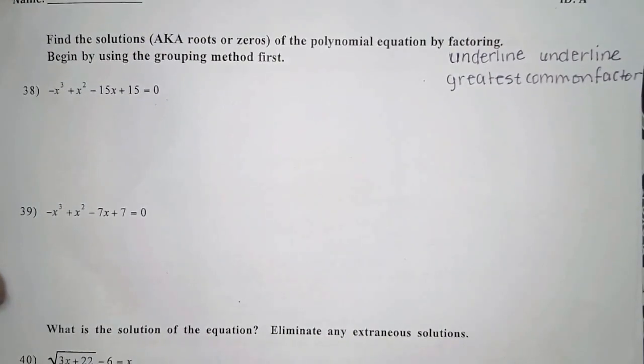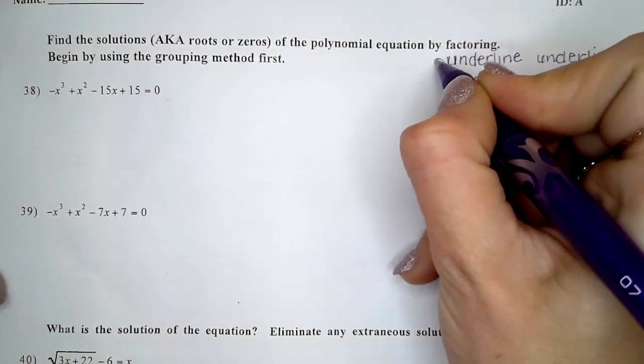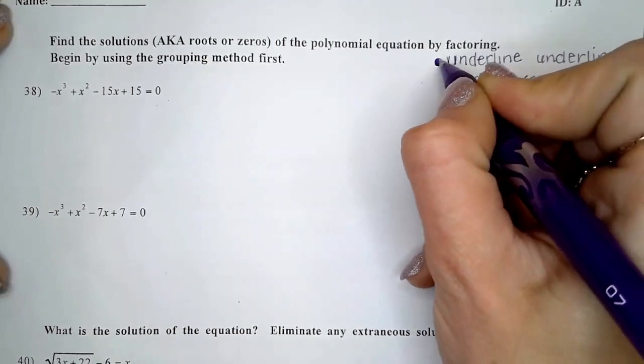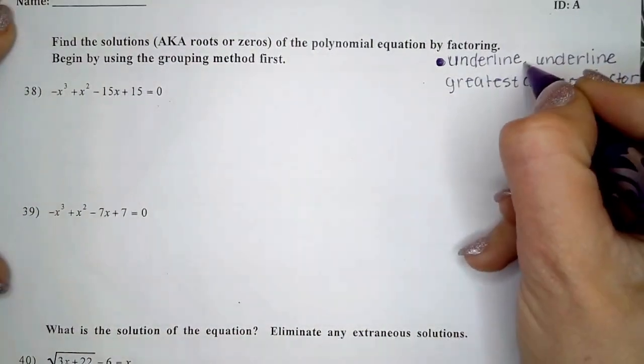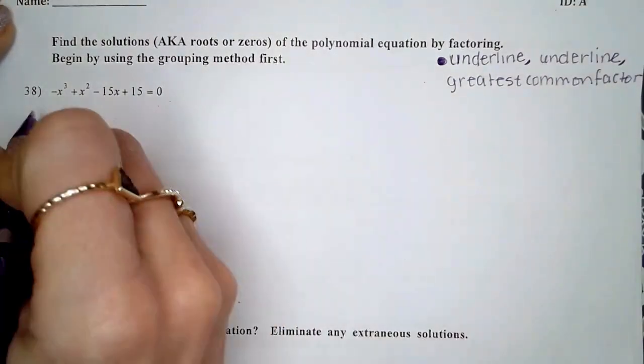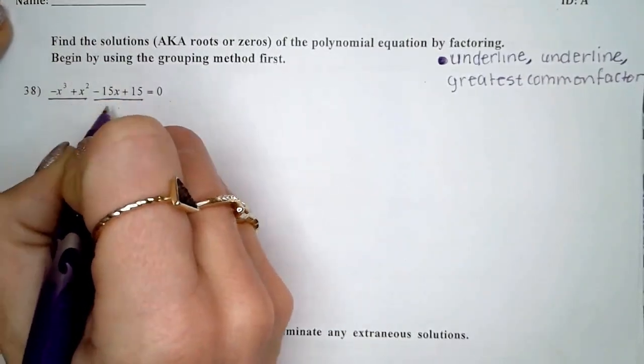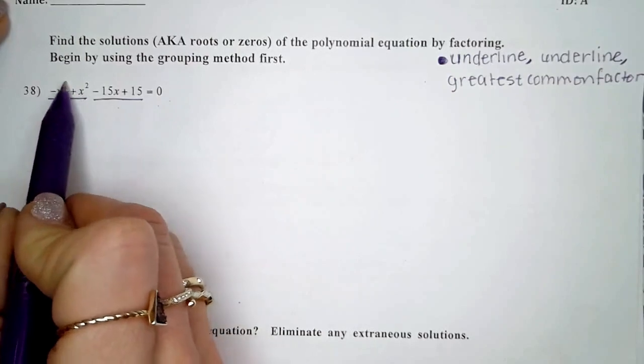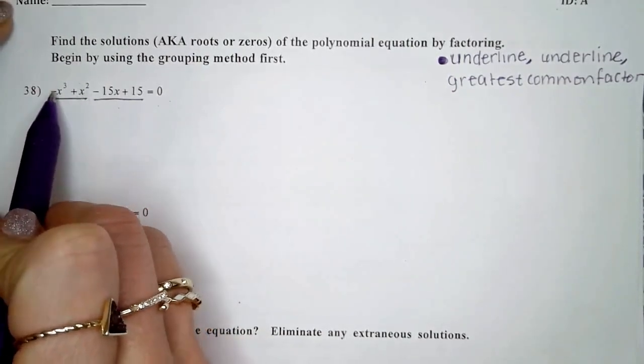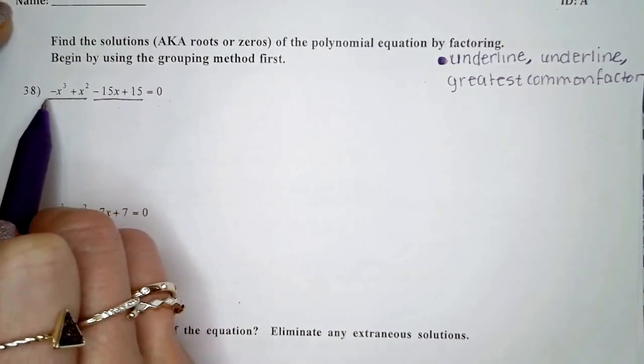Okay. Underline, underline, greatest common factor. I'll add a new lyric every time you finish that part, okay? Again, it's not really a song, forgive me. So there we go. Underline, underline, greatest common factor. So that means you want to decide what's my greatest common factor out of these 2 things and these 2 things. So one batch at a time.